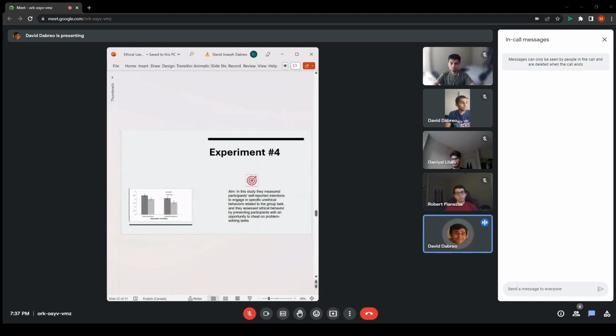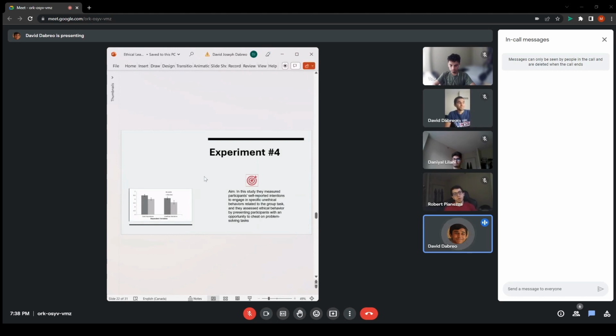So in the fourth experiment, the aim of the study was to measure a participant's self-reported intention to engage in unethical behaviors. They assessed this by presenting an opportunity to the participants to cheat on certain problems. As we can see in the results, the people who were leaders had a higher goal importance and also made a higher level of unethical decisions, whereas people who were just members of the organization had a lower goal importance and made unethical decisions less frequently.